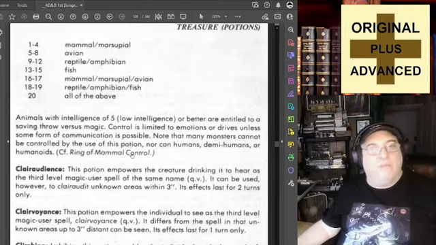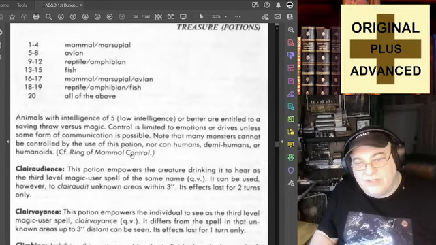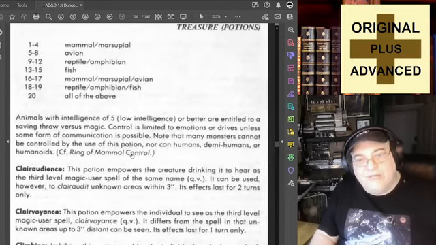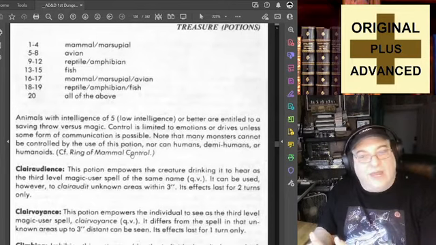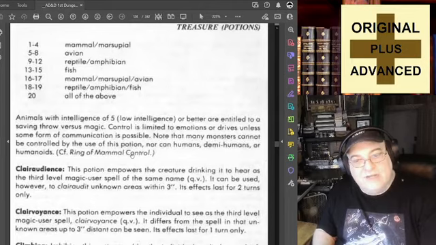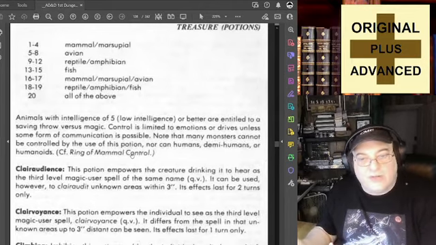1 to 4, mammal or marsupial. 5 to 8, avian, birds and such. Reptiles and amphibians are 9 to 12, 13 to 15, fish. Mammal, marsupial, avian, so any of those on a 16 or 17, and 18 or 19 gets you reptile, amphibian, or fish, any of those.